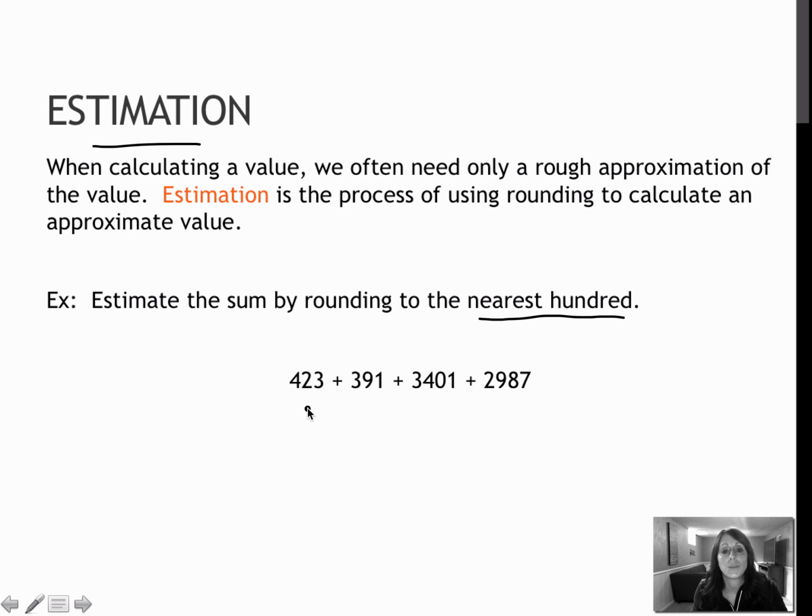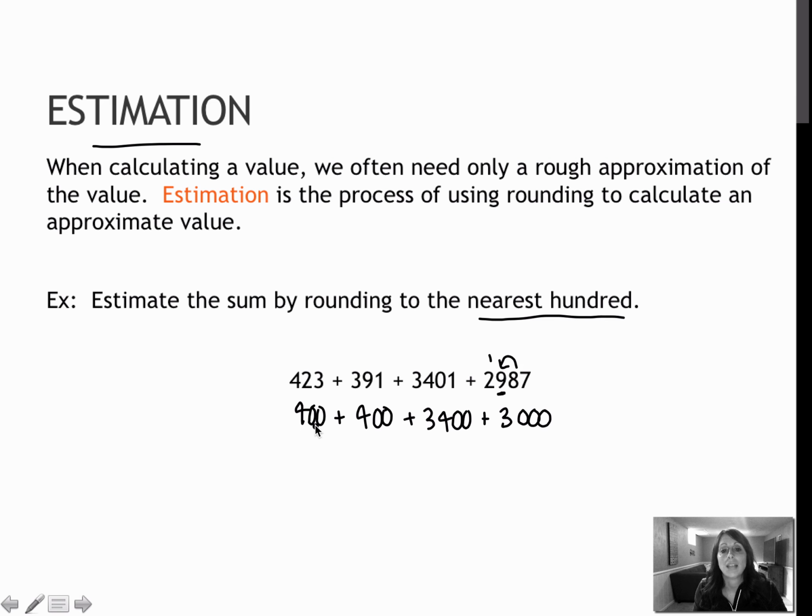So 423 would round to 400. 391 also rounds to 400. 3,401 rounds to 3,400, and 2,987 rounds to 3,000. This one's a little bit trickier, so I'm going to go through this one. Again, if I'm rounding to the 100, this 8 tells me to round the 9 up. 9 rounds to 10. 10 means I would have to carry the 1, and that would give me 3,000.